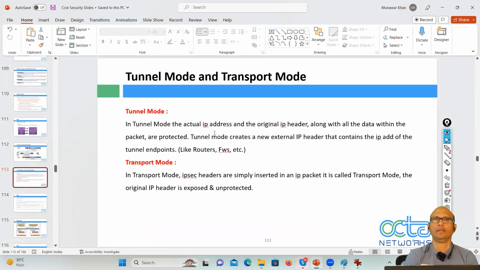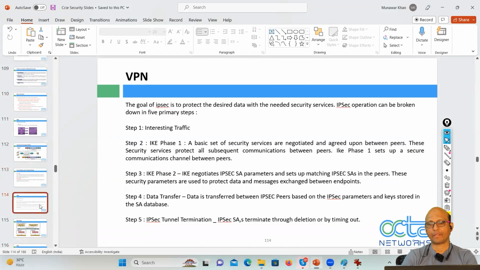So it is up to you. Tunnel mode is the default. If you want to go for transport mode, you have to change the mode. Then only you can go for this mode. Clear?